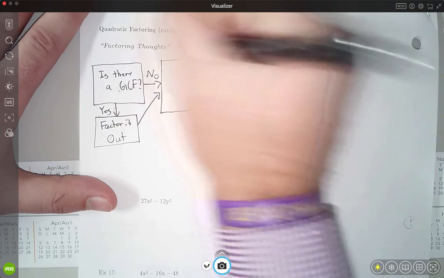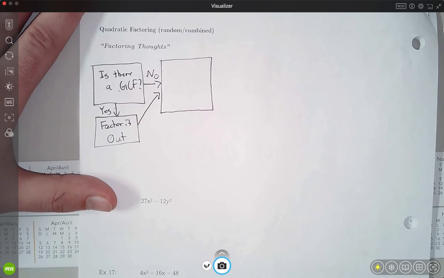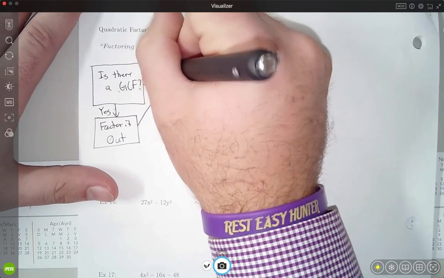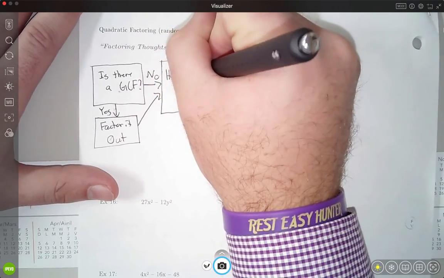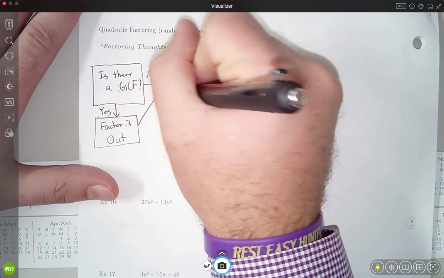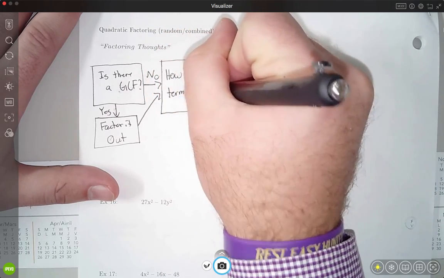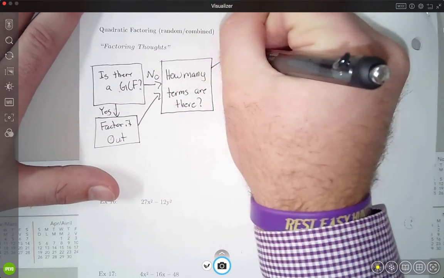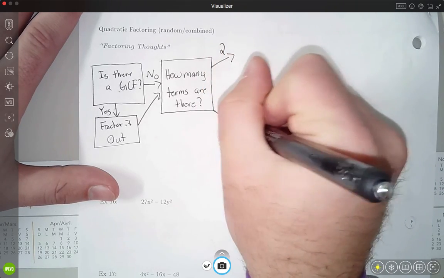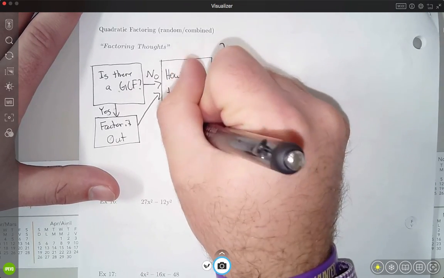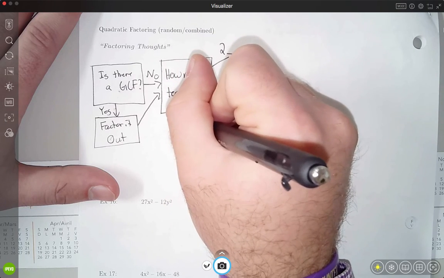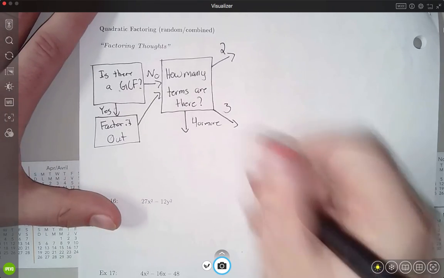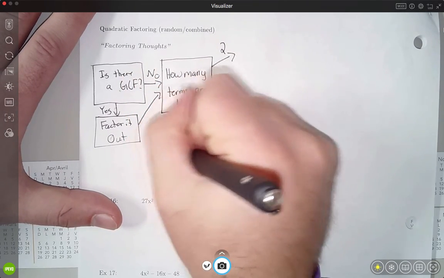Okay, the next question we're going to ask ourselves, though, is to figure out how big is the expression that we're working with. So we're going to ask ourselves, how many terms are there? And we're going to answer that one of 3 ways. We're going to say there's either 2 terms, 3 terms, and then 4 or more terms.